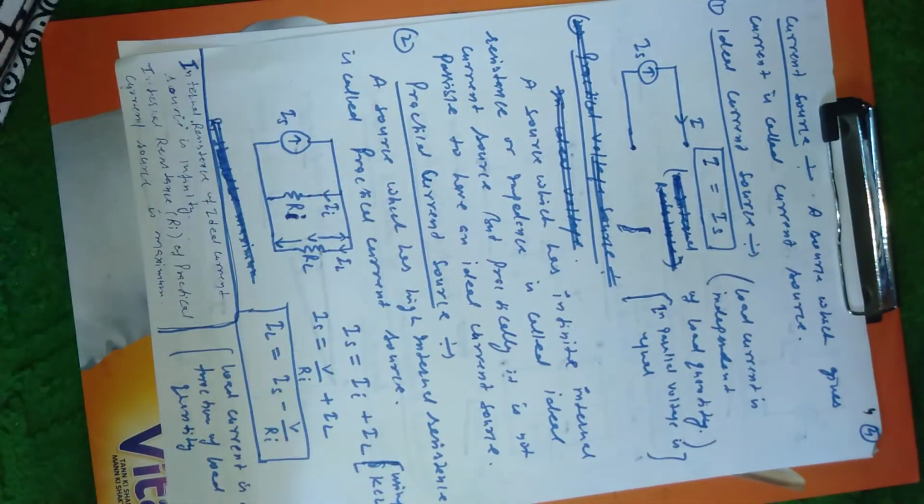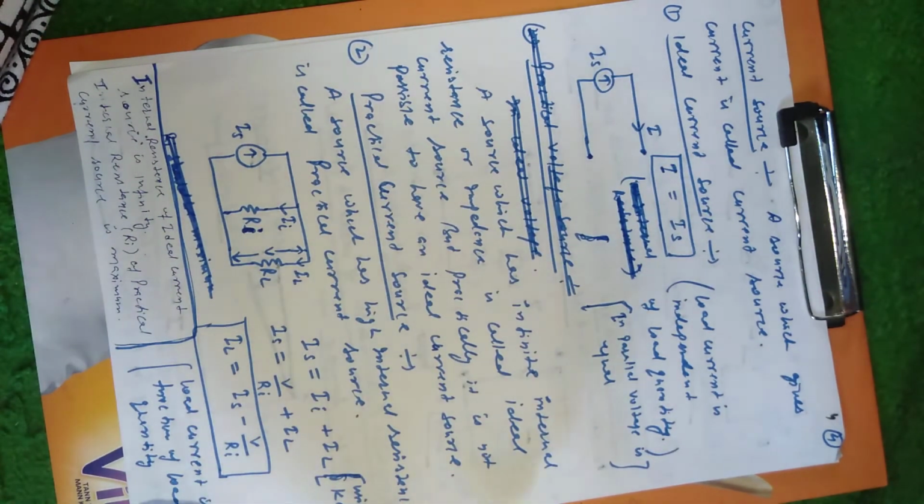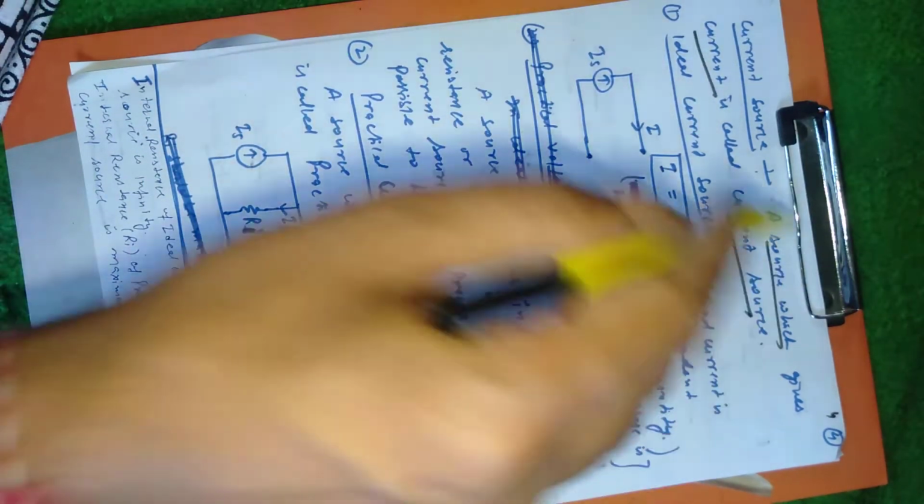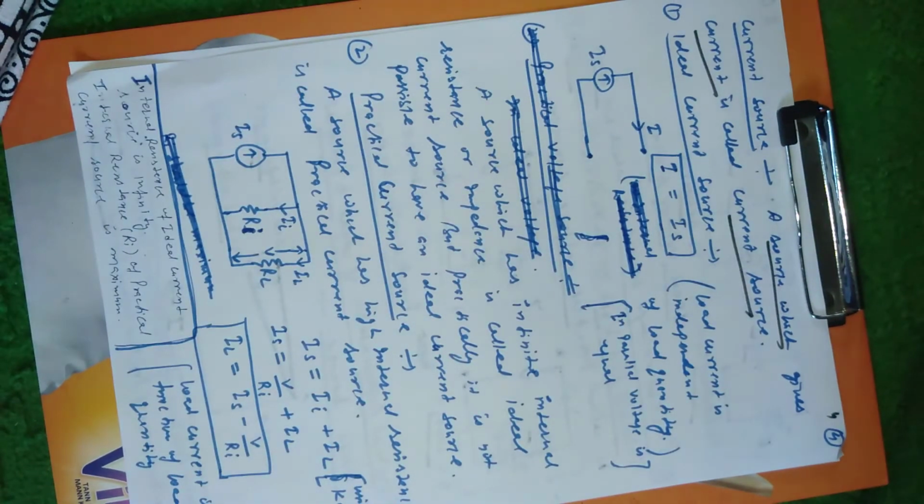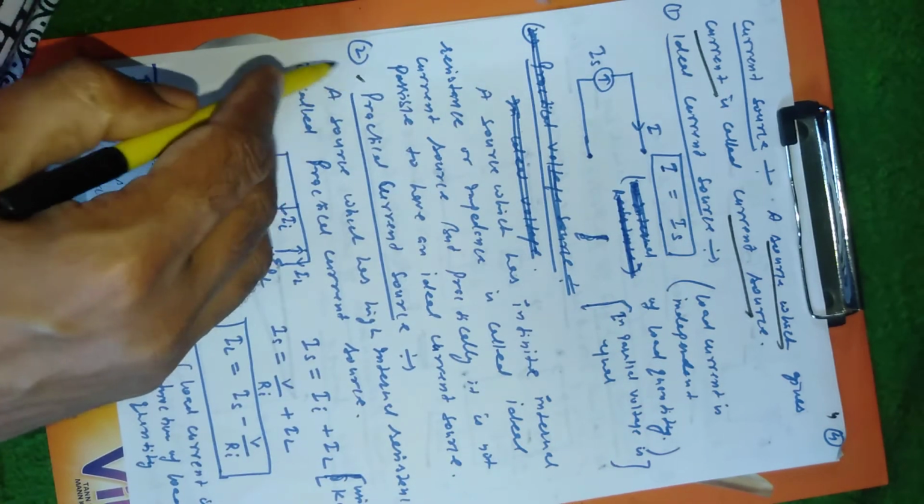So the next topic is current sources. Current source is what? A source which gives current is called a current source. That which provides you current is known as the current source. There are again two types of current sources, the ideal current source and the practical current source.